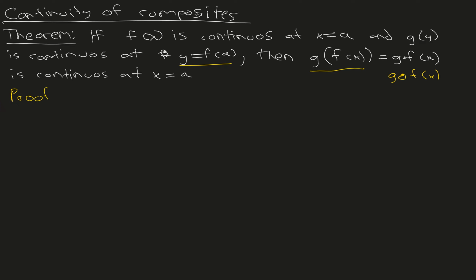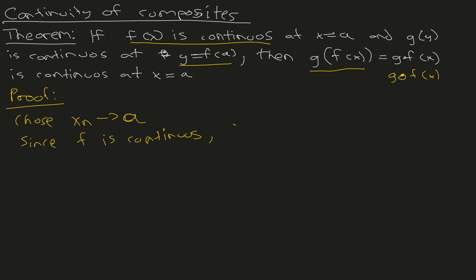So the proof of this is pretty simple. I'm going to again use the sequential criterion for limits. So choose any sequence xn which tends to a. And since f is continuous, we get that f of xn tends to f of a.